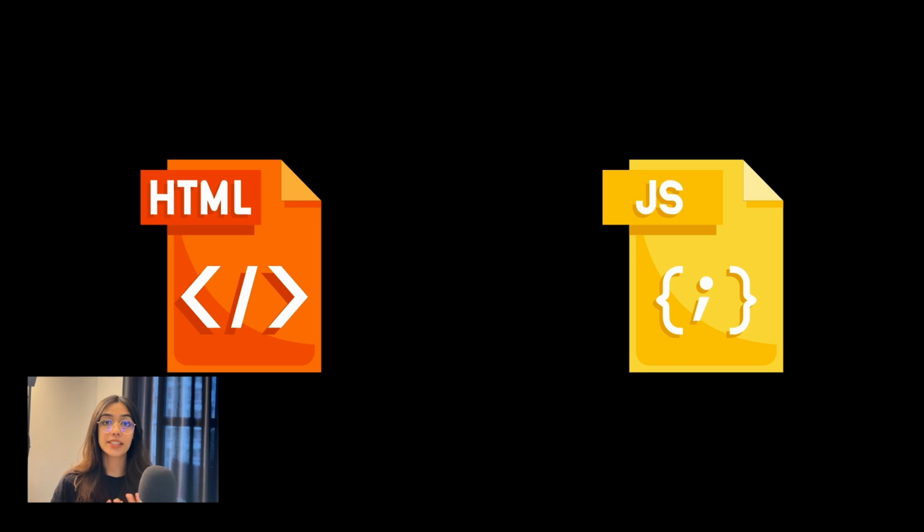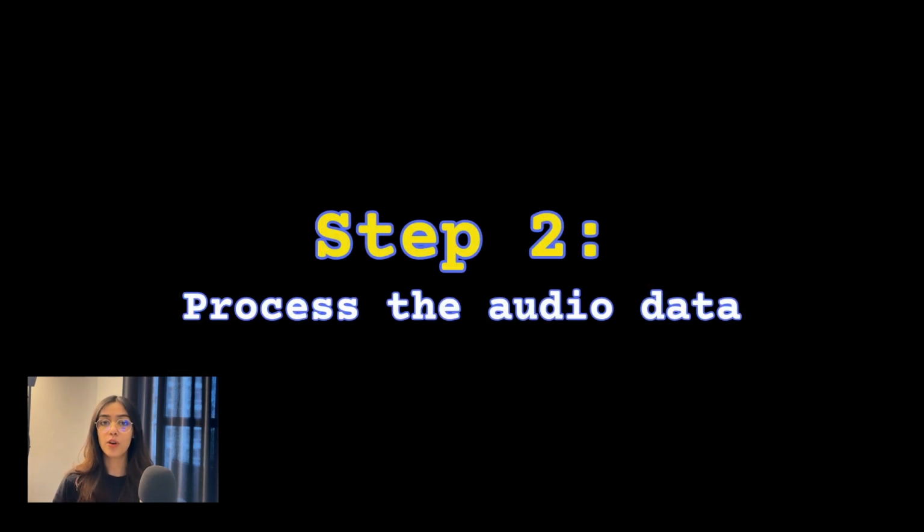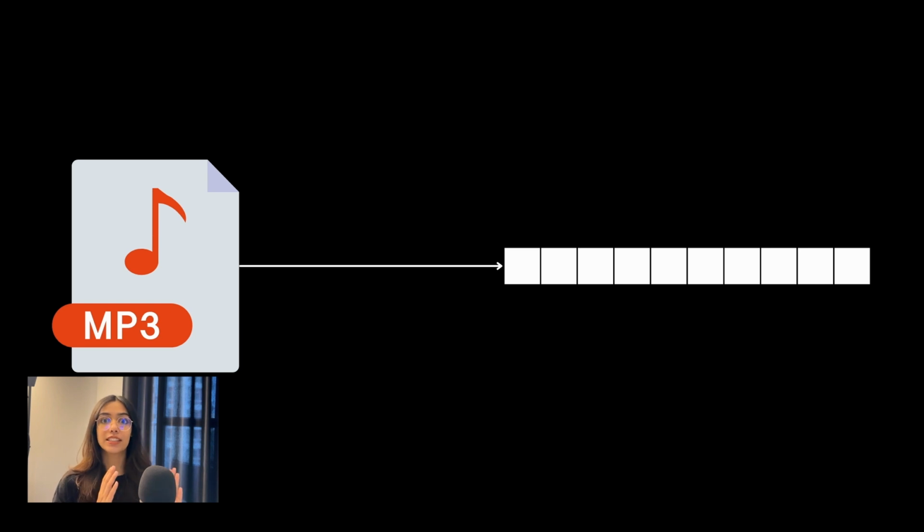Now that we know the basic structure of the project, let's talk about how you would process this audio data. So an audio file is a file. When a user uploads it, it is a type of a file. So this audio file, let's say this is an MP3 file. In order to visualize it, we need to convert it into some piece of data. For example, in our case, we'll be converting this audio file into an array of data so that we are able to plot this into a graph.